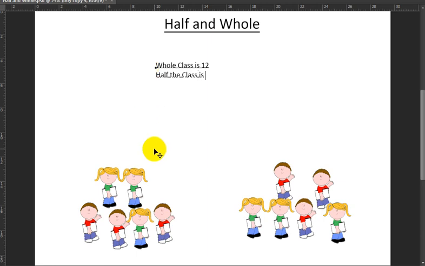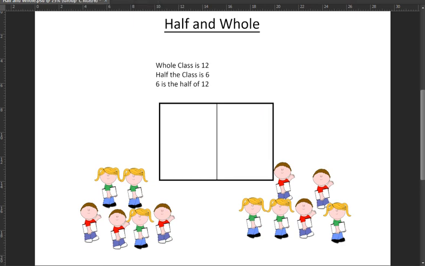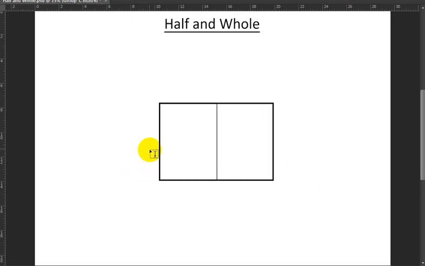Half the class is how many kids? Look here on this team. How many kids are in one half of the class? There are 6 kids. So half the class is 6. So basically, what I could say is that 6 is the half of 12. Let's explain that a little more. How we find the half of a number.